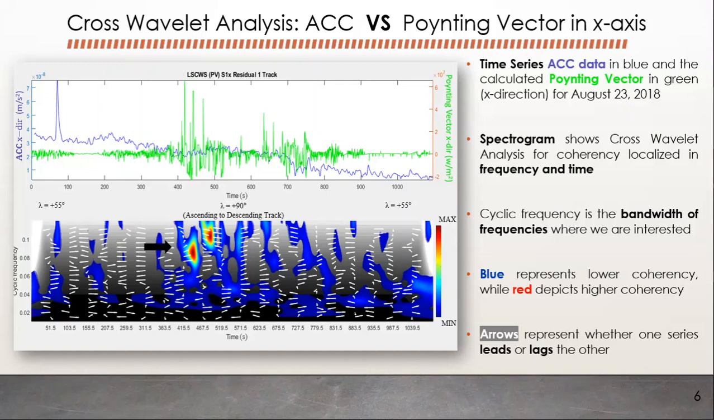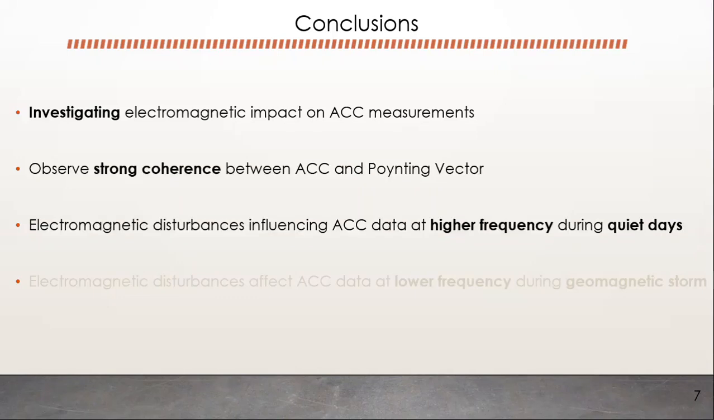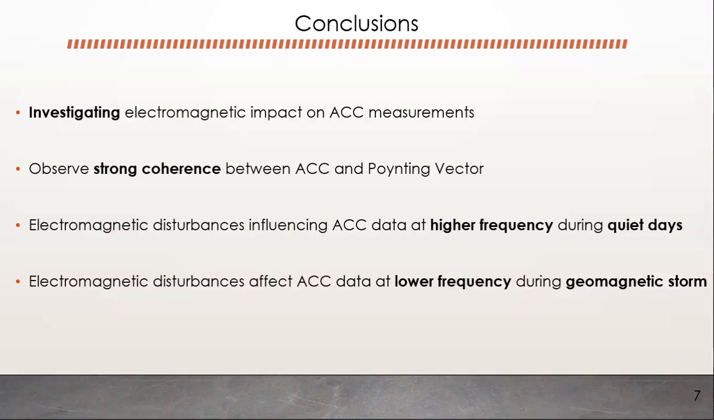This is really fascinating. It shows that as SWARM C traverses from the ascending to descending track, there's a periodic component and frequency of about 0.1 in the ACC attributed to the electromagnetic influence. We are seeing this component consistently in SWARM's ACC for tracks on quiet days. Analyzing hundreds of spectrograms, we are investigating the electromagnetic impact on ACC measurements. We have seen strong coherence between the accelerometer data and the pointing vector. We are observing the effect of the electromagnetic disturbance in ACC measurements at higher frequencies in quiet days. During the storm, early stages indicate this effect is at a much lower frequency.